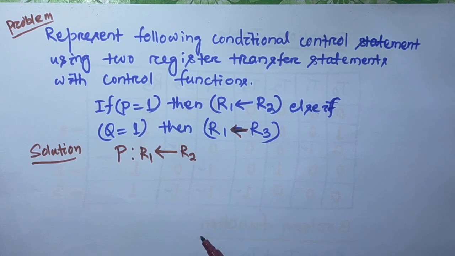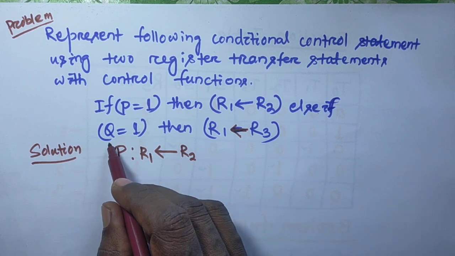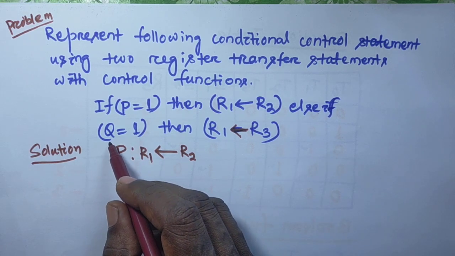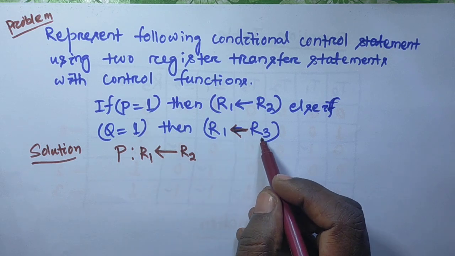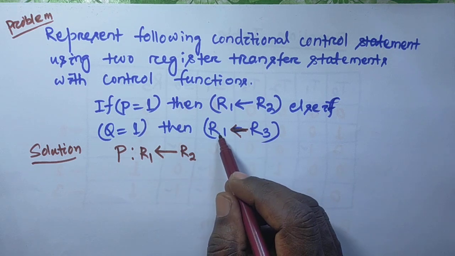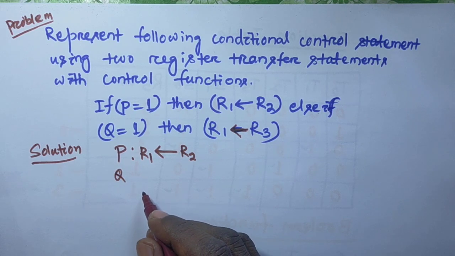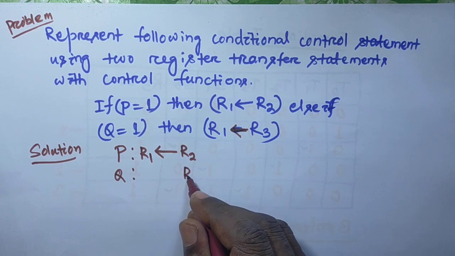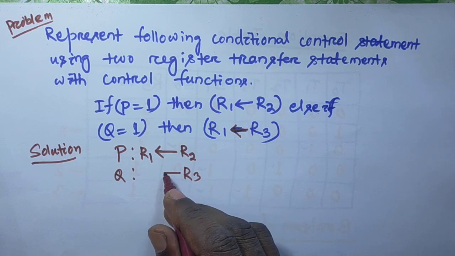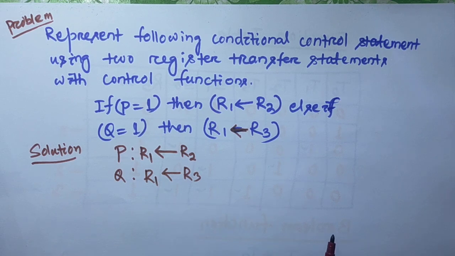Okay, second condition, else if q is equal to 1, that means if q is equal to 1, then the content of R3 transfers to R1. Similarly, here we write: if q is true, the content of R3 transfers to R1. Okay, this is the basic simple explanation.